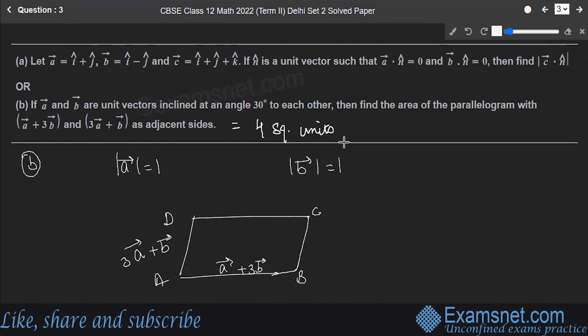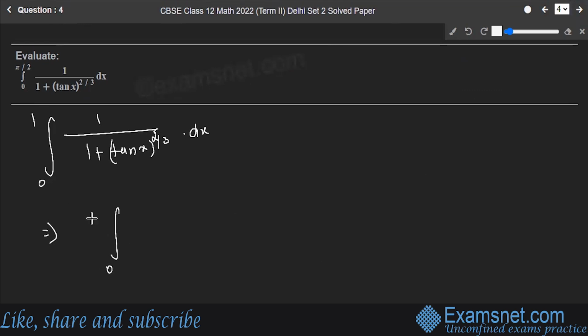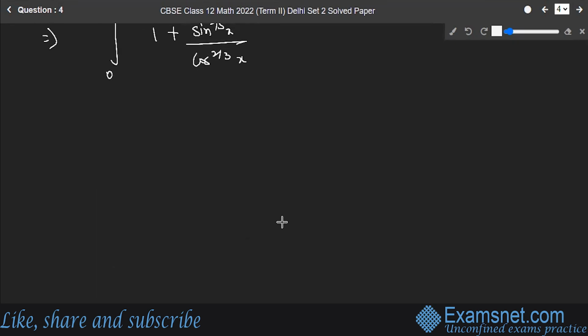Let's move to the next question then, question number 4. So now you have to evaluate the integral from 0 to pi by 2 of 1 upon 1 plus tangent x raised to power 2 by 3 into dx. It is a 3 marks question. So this can be written as 0 to pi by 2, 1 upon, I'll open the tangent, so this is sine raised to power 2 by 3 x, cos raised to power 2 by 3 x, dx.